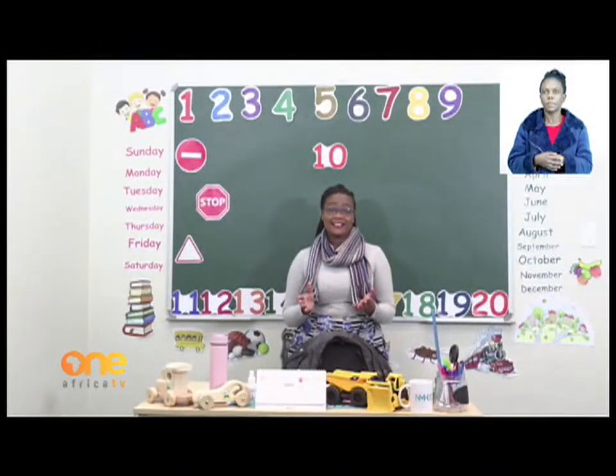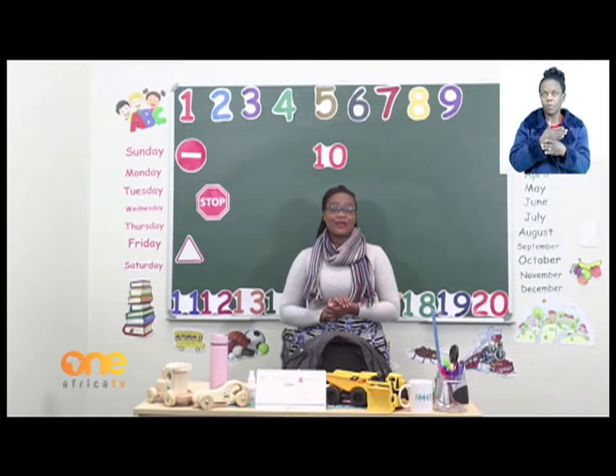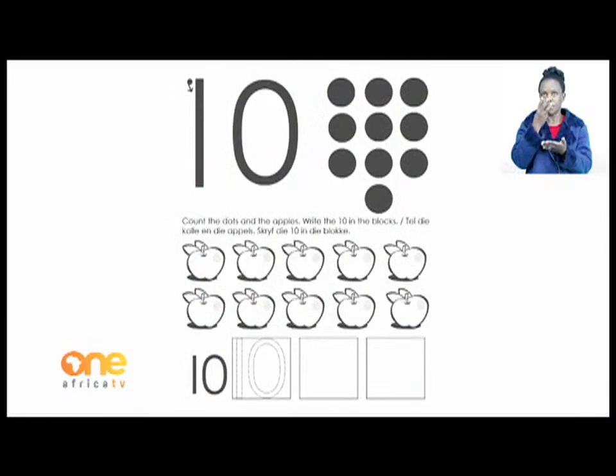Our first exercise today, please can you turn to page 3. On page 3, you can see that we have a new number we're talking about. It is the number 10. And the number 10 is made up of 2 digits. The first one is the number 1, and the second one is the number 0.